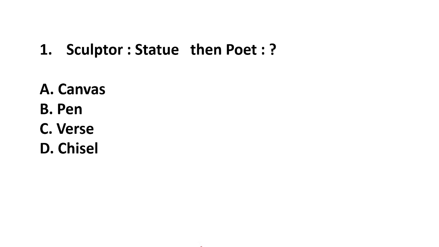Of course, the words as given: canvas, pen, verse, chisel. So here it is verse. Verse in Hindi, what do you say? Kavita, the writing of kavita. So poet, what do they do? They write verse. I hope you have understood the relationship, how it is done. Sculptor makes statues, so poet writes the verse.